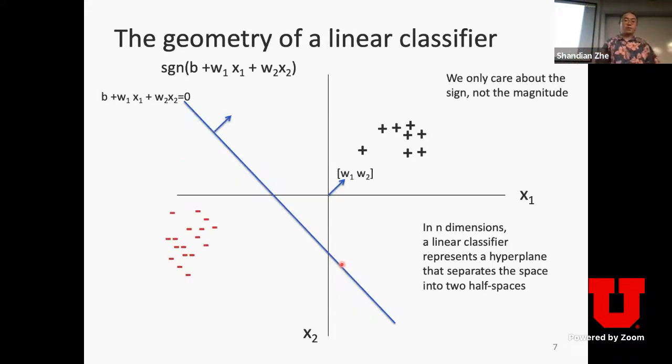Now some geometric properties of linear classifiers. The classification boundary is determined by this equality, that is, the score equals 0. It represents a linear boundary and partitions the whole instance space into two half spaces. One half space contains all the positive examples. The other half contains all the negative examples.